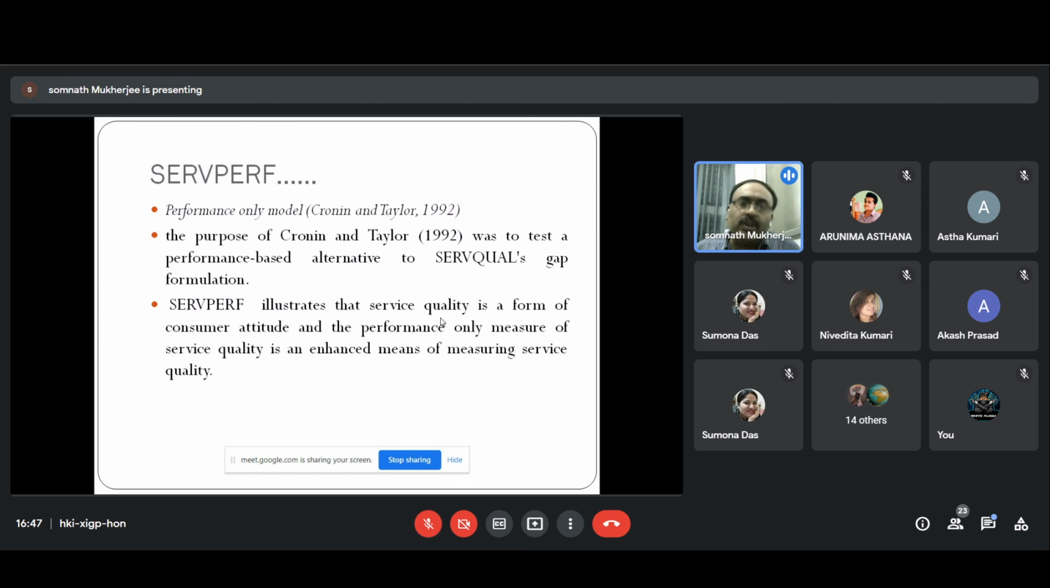If I am forwarding SERV-PERF, I will have to have my own set of justifications. So Cronin and Taylor, they forwarded it, they have their own support base. EZB, they have their own support base. I stated my problem. Once you are adopting it, it's up to you what you adopt and how you adopt it.